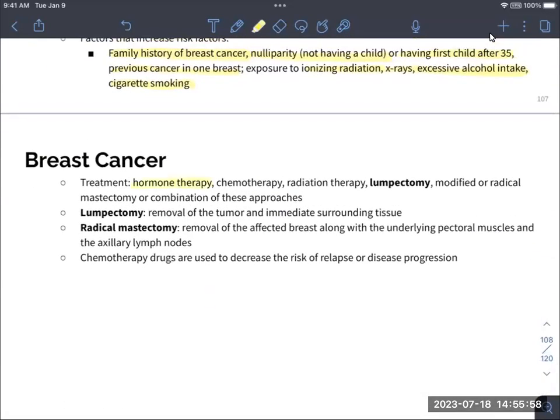They can try hormone therapy, chemotherapy, radiation, lumpectomy, removing the lump, modified or radical mastectomy, that's removing the breast, or a combination. So that lumpectomy is just removing that tumor and any tissue that's attached to it. That radical mastectomy is removal of that entire breast, sometimes those pectoral muscles and those axillary lymph nodes in that area. Chemotherapy is used to try to decrease the risk of a relapse or that disease progression.